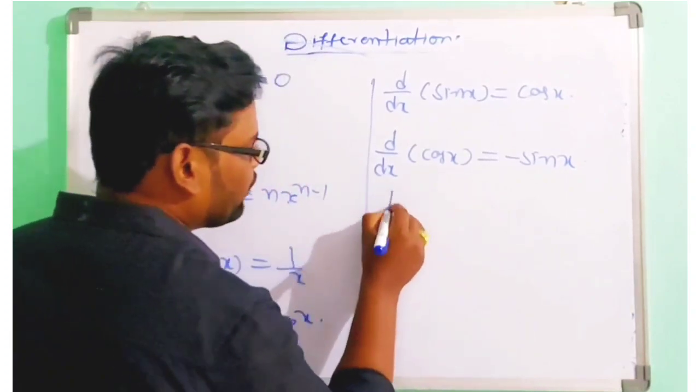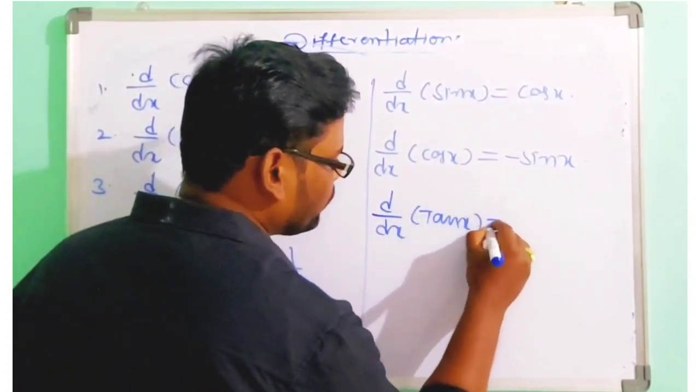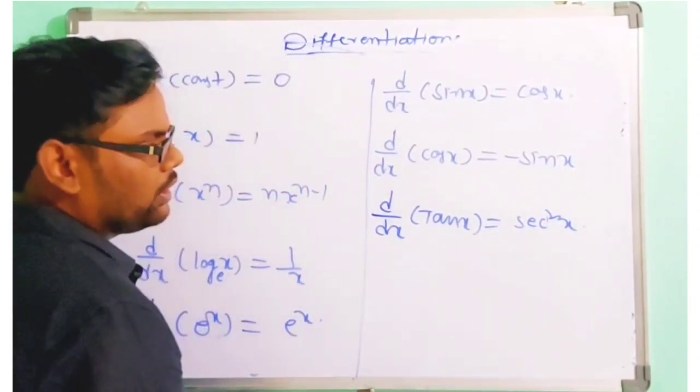And next, d by dx of tan x is equal to secant square x, isn't it?